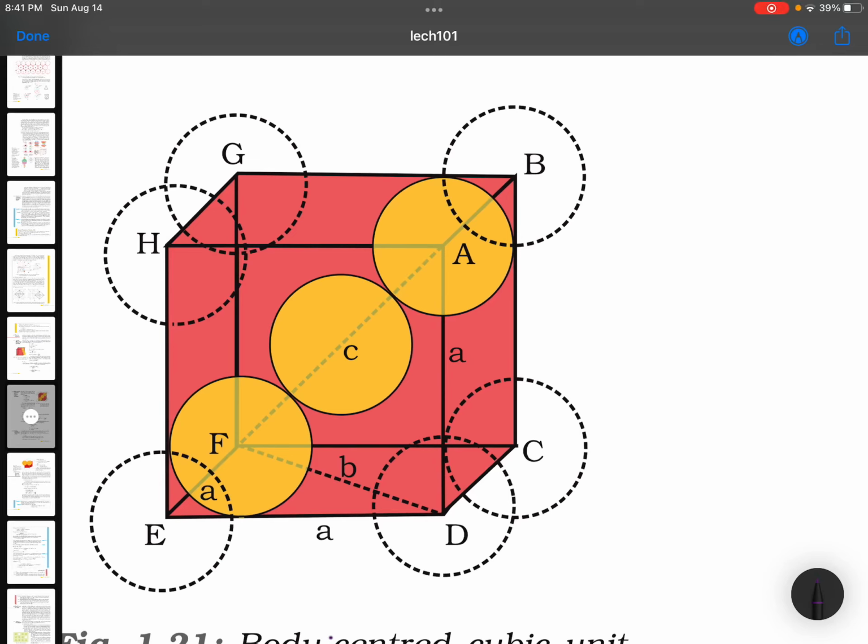Efficiency of packing in body-centered cubic structures, solid state chemistry, class 12. I just want to take this diagram. Okay, now this is the body-centered diagram. You can see here 8 corners are there along with the body center, right? Now I want this distance, one corner to another corner along with the body center. So for that purpose, I would like to go for this one first.